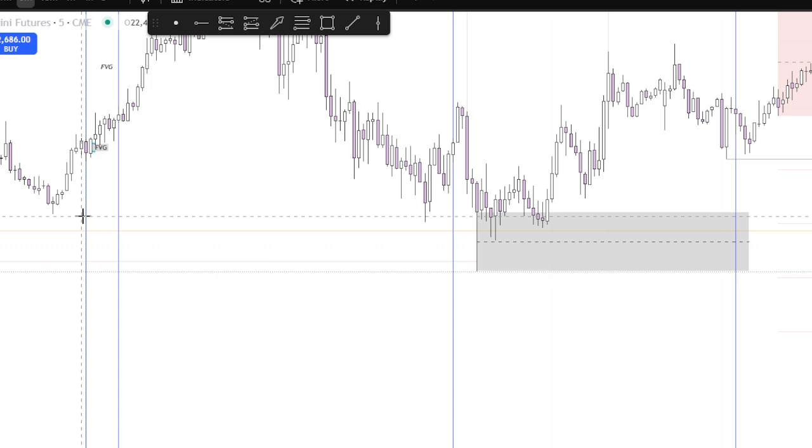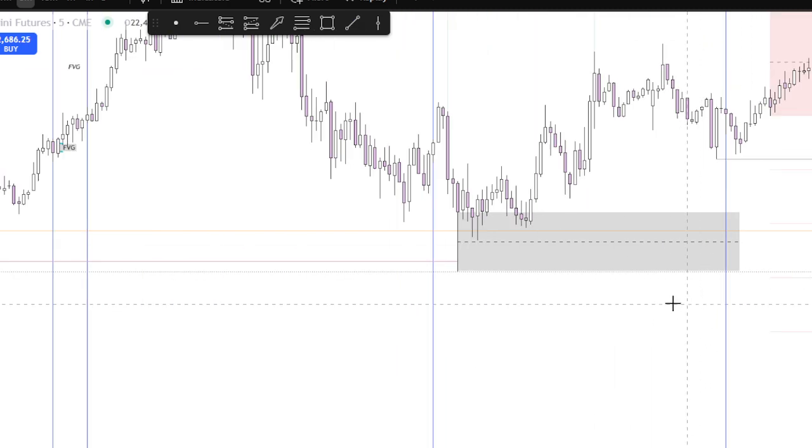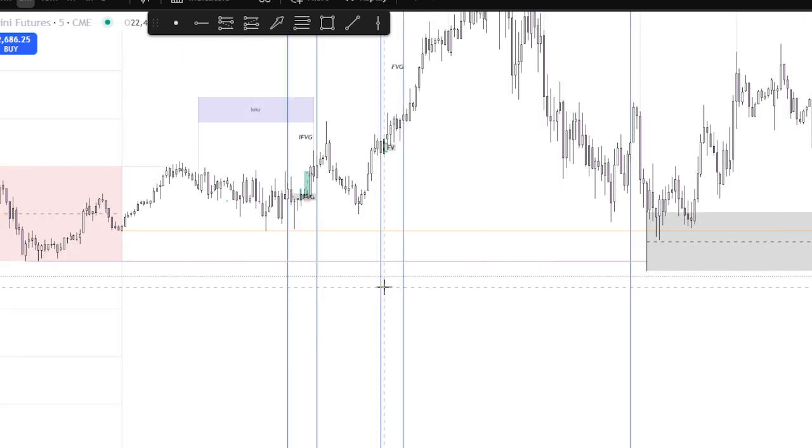This is a rejection block. What is a rejection block? A rejection block is a candle that has a big wick, okay? Like you can see right here. But why does that have a big wick? Because it reversed off of something. But why is this just not liquidity? Why is this not external liquidity instead of a rejection block?